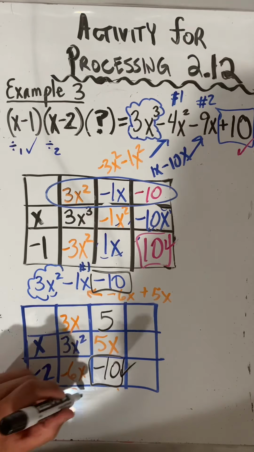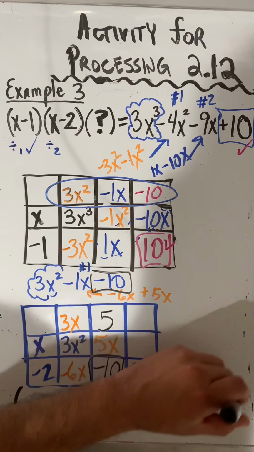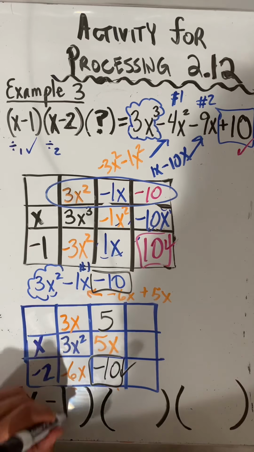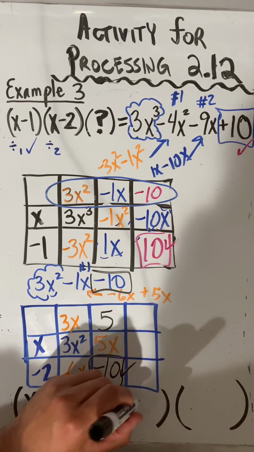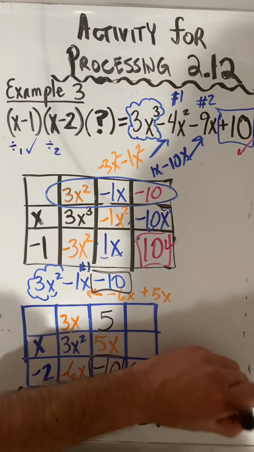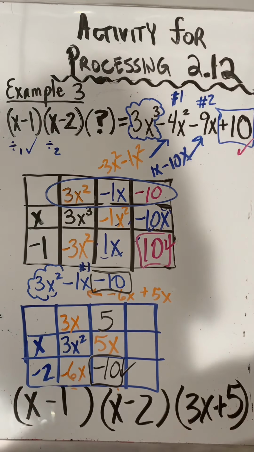Now to write our answer, remember we need to write our answer as a product of the three linear factors: x minus 1, x minus 2, and the third one is 3x plus 5. All right, there it is. Let's see what we do.